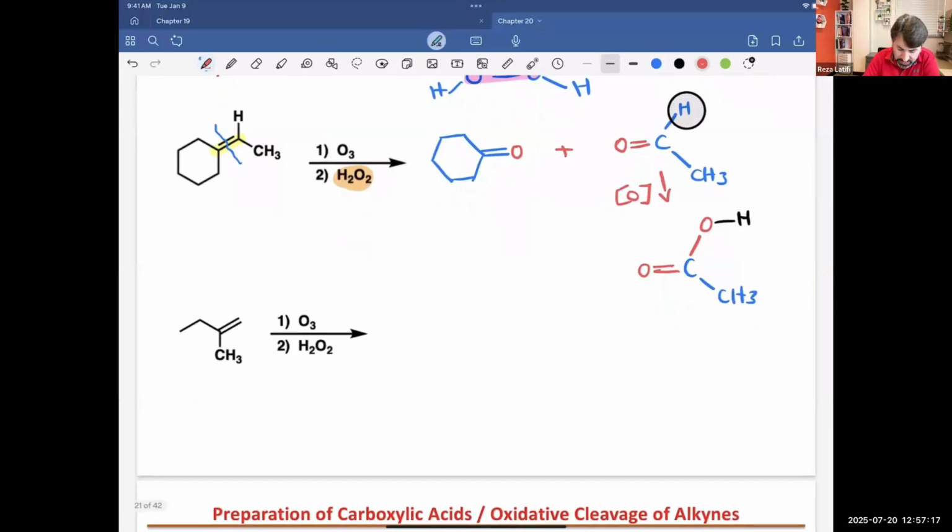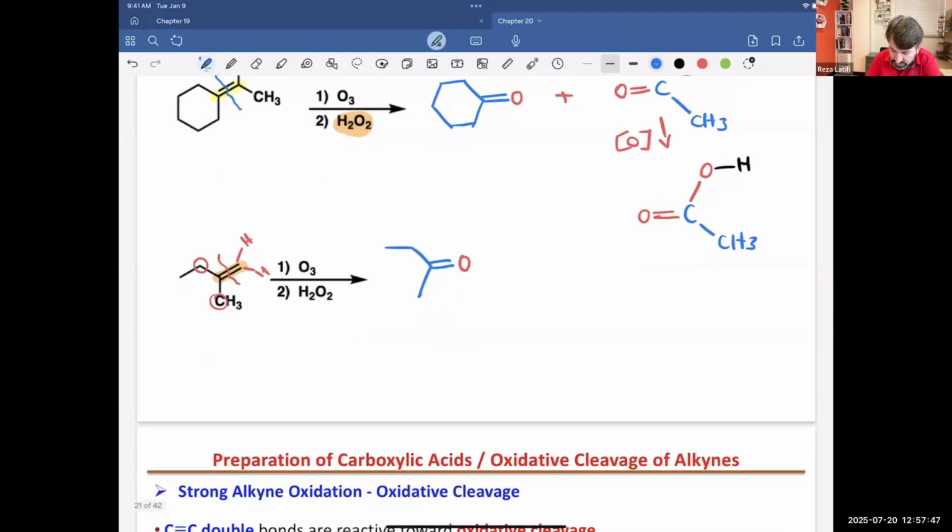How about this one? In this case, we have a double bond that on one side is attached to two carbons, and on the other side attached to two hydrogens. So I have two hydrogens here, while there, I have this carbon and that carbon. Let's break this double bond. If we break it, we will get such a molecule. So we're going to get a ketone, and on the other side, a carbon attached to oxygen, and that carbon attached to hydrogen.